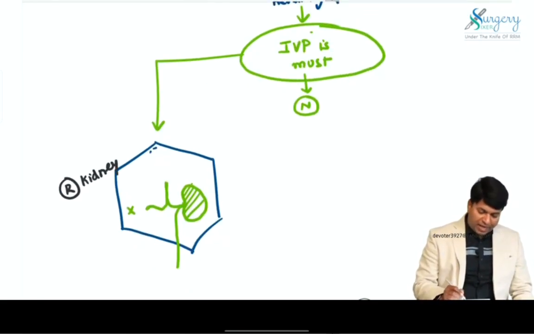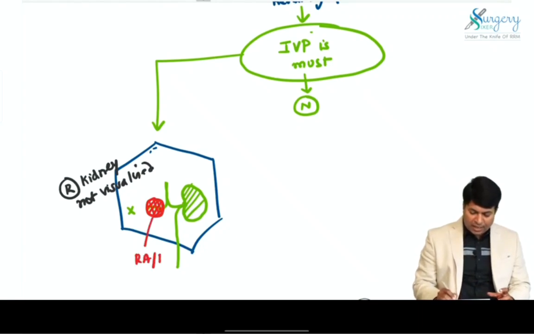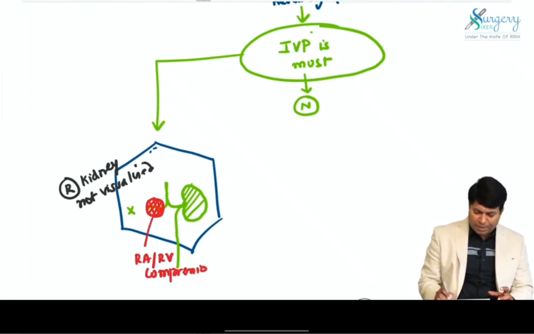On a stable patient, right kidney not visualized. Left kidney looks normal on an IVP. Why, what happened? What may be the problem? The problem may be there is a hematoma in the perirenal area which is compressing the renal artery, and renal vein compression may be present by a huge hematoma.